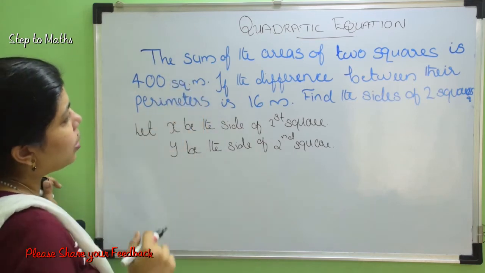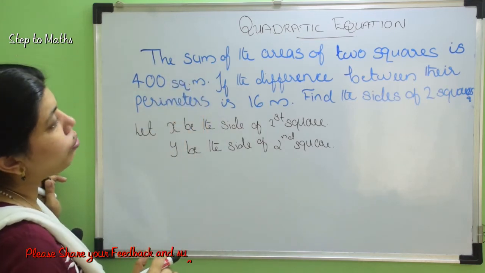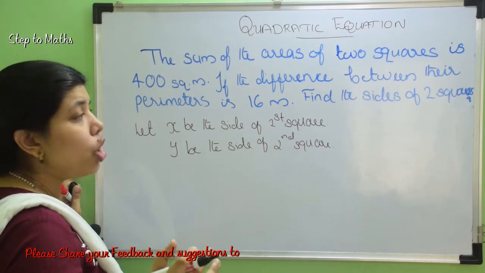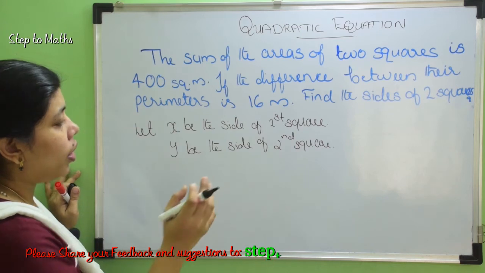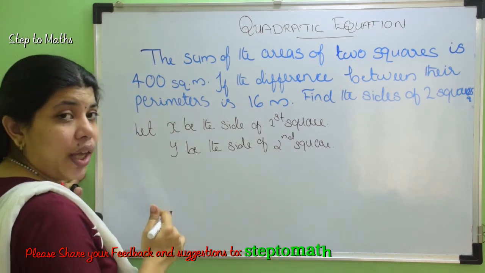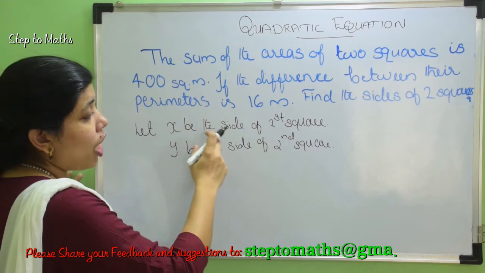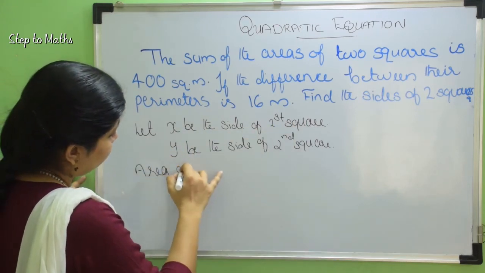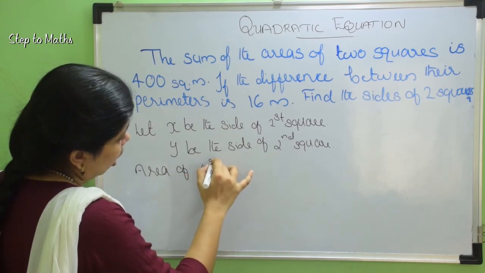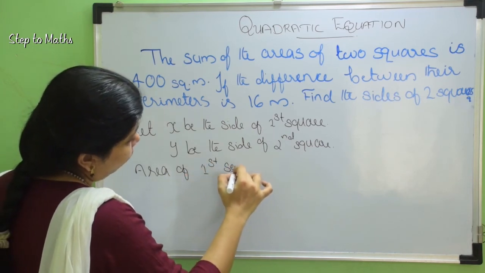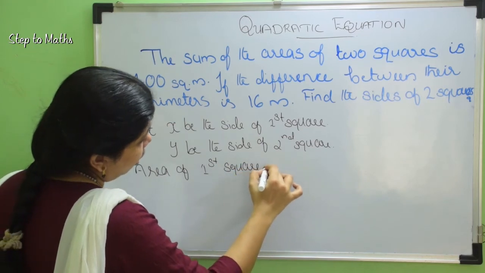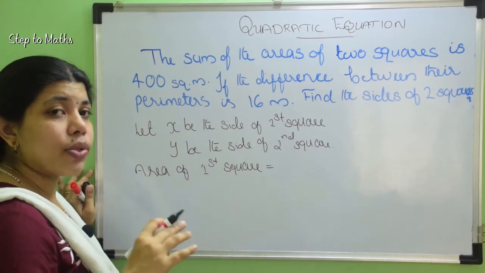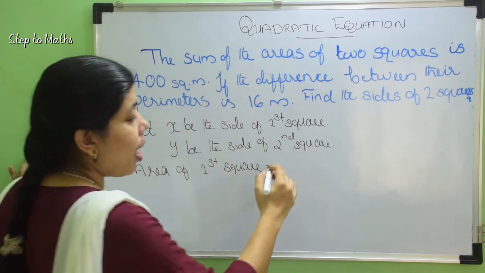Now what is the first condition? The sum of the areas of two squares is 400 square meter. What is the area of a square? If x is the side of the first square, then the area of the first square is x square.